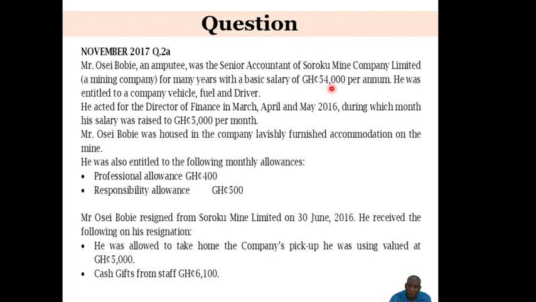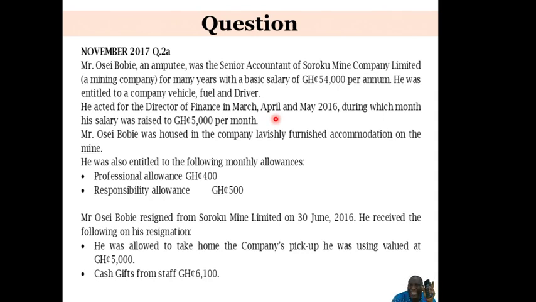Okay, so if I do 54,000 divided by 12, that's 54,000 cedis divided by 12. It's 4,500. But they said when he acted in March, April, and May, they raised his salary to 5,000, which means that he's getting an acting allowance of 500 each month.